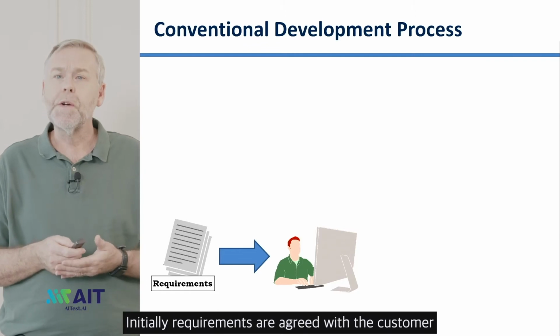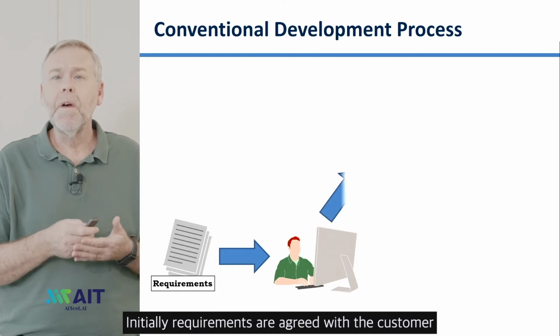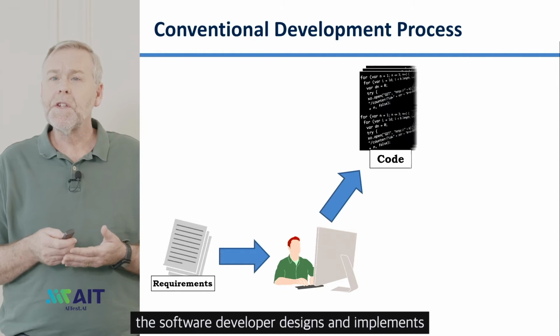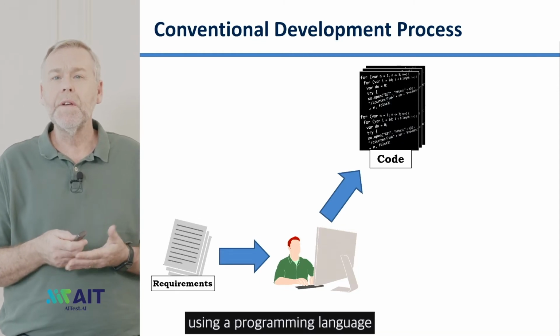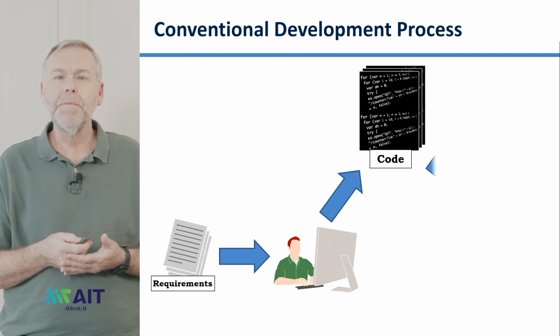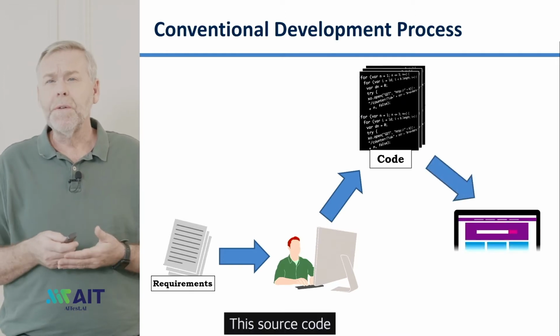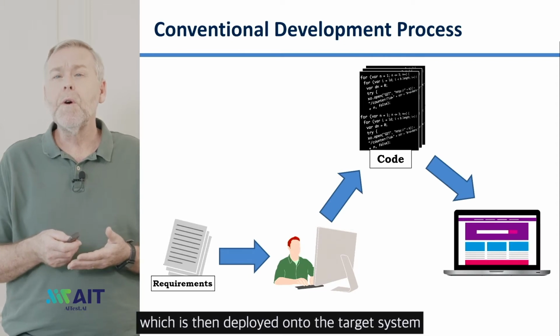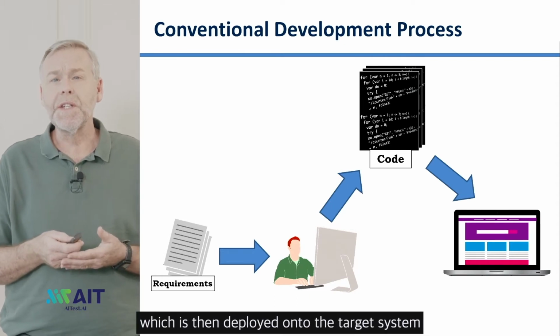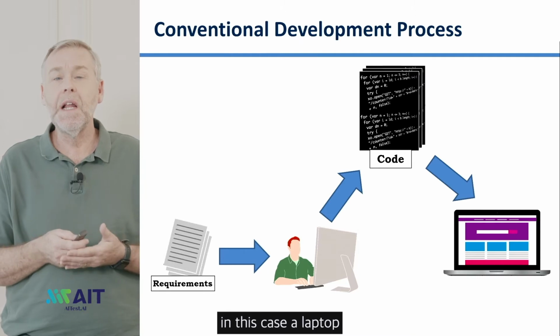Initially, requirements are agreed with the customer. From these requirements, the software developer designs and implements the solution in source code using a programming language. This source code is normally compiled into an executable program, which is then deployed onto the target system, in this case, a laptop.